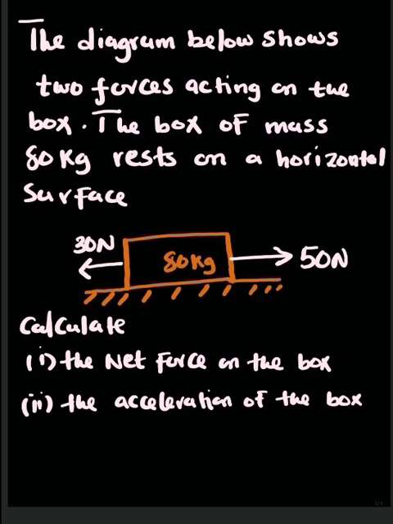Okay, so let's read the question. The diagram below shows two forces acting on the box. The box of mass 80 kg rests on a horizontal surface. So you can see that there's this force here and this force here. So we have a 50 newton force acting to the right and a 30 newton force acting to the left, and the mass of the box is 80 kg. The question says calculate the net force on the box and the acceleration of the box.